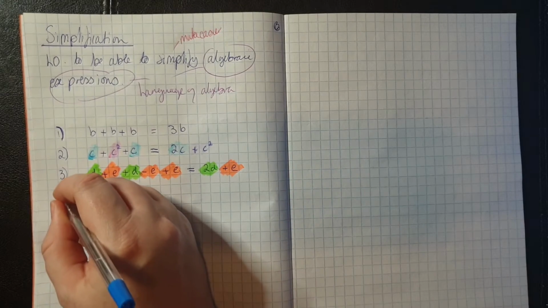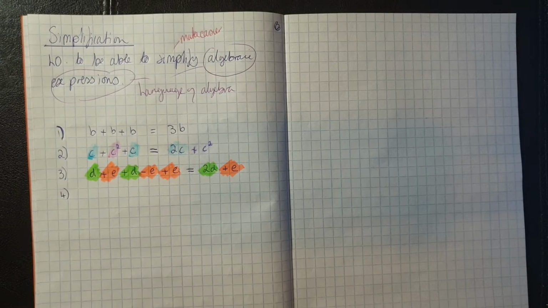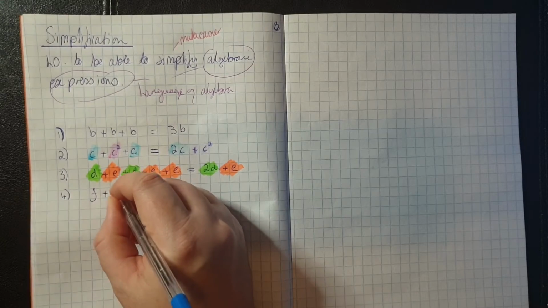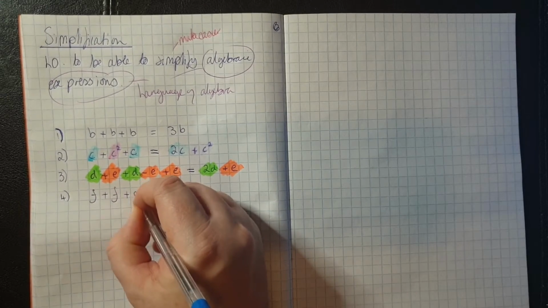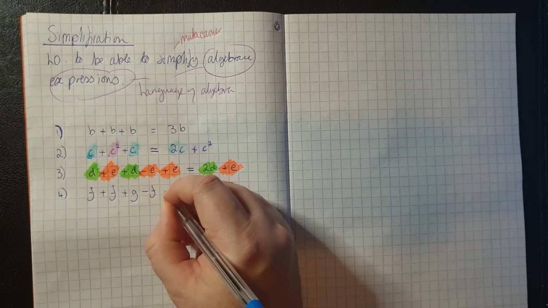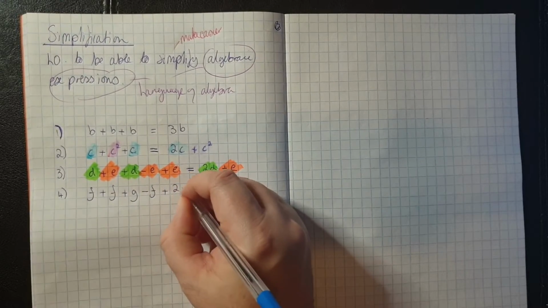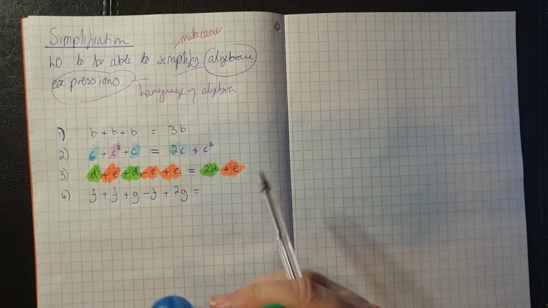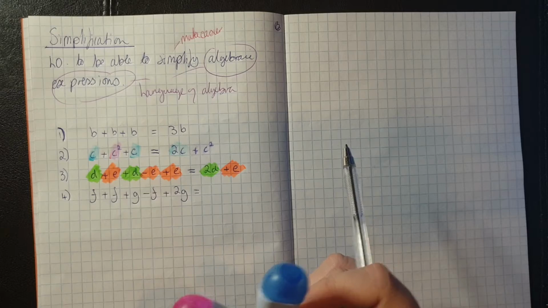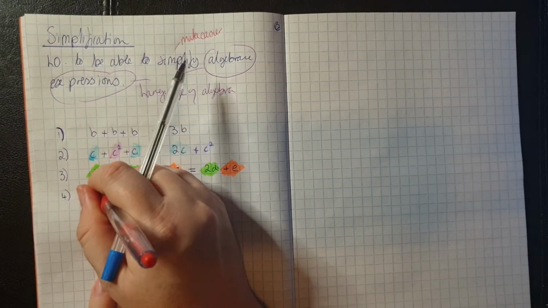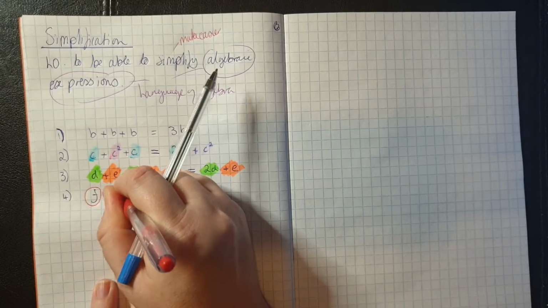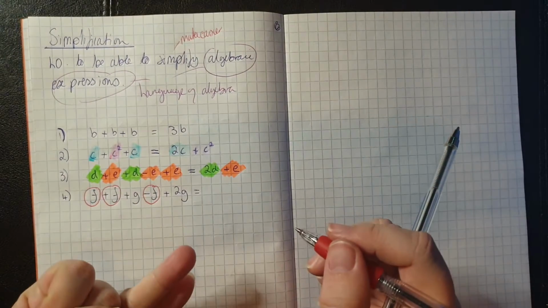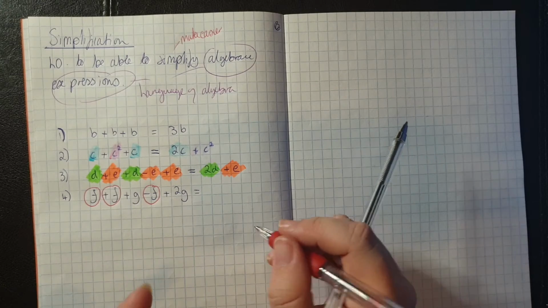Let's have another look at another example. Getting trickier. F plus F plus G minus F plus 2G. Now, this is where it gets trickier still, because this time the F's are easy to deal with. Let's do this a slightly different way. There's an F, there's an F, and there's an F. So we've got F plus another F, take away an F just gives us one F.